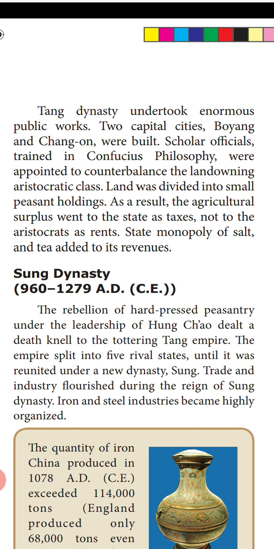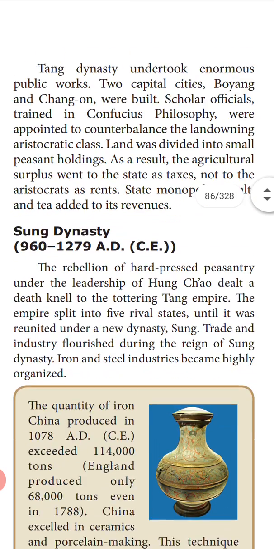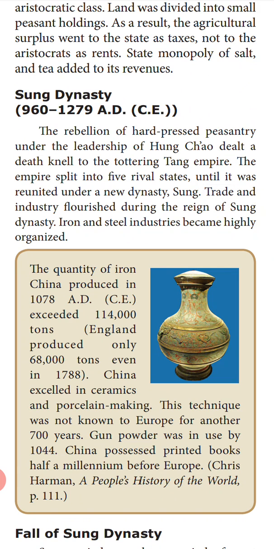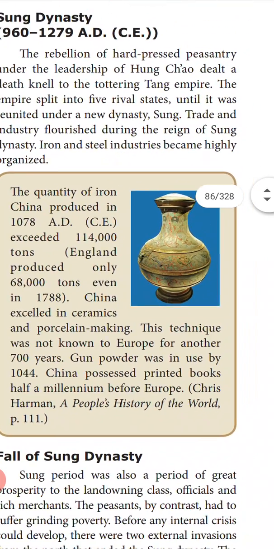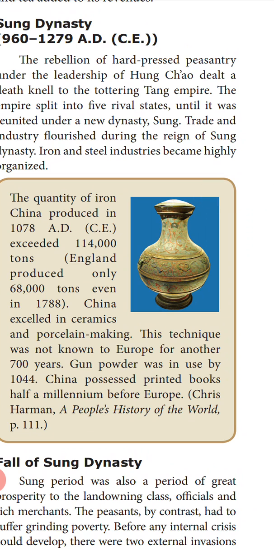Trade and industry flourished during the reign of Sung dynasty. Iron and steel industries became highly organized. The quantity of iron produced in China in 1078 exceeded 114,000 tons. England produced at that time 68,000 tons, even in 1788. But China excelled in ceramics and porcelain making. This technique was not known to Europe for another 700 years.